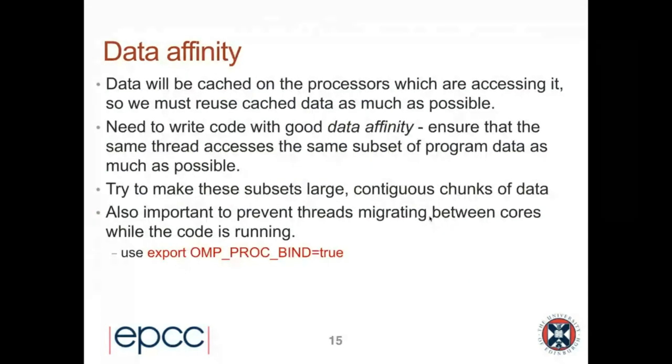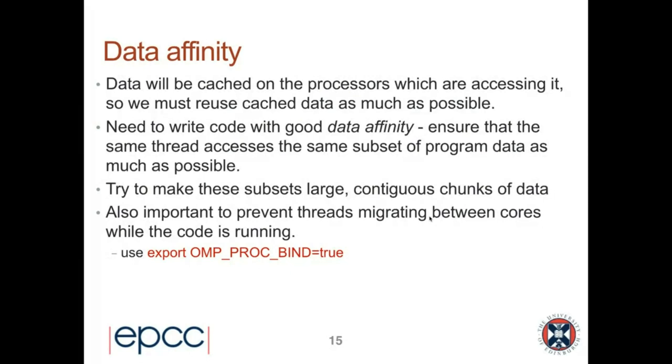This brings us on to the idea of data affinity. Data will be cached on the processors which are accessing it, so for good performance we need to reuse cached data as much as possible. That's true for sequential programs, obviously, but we have this extra dimension for multi-threaded programs. So we need to write code with good data affinity. What does that mean? It means ensuring that the same thread accesses the same subset of program data as much as possible, so that we avoid as much as possible the situation where different threads are reading and writing the same data.